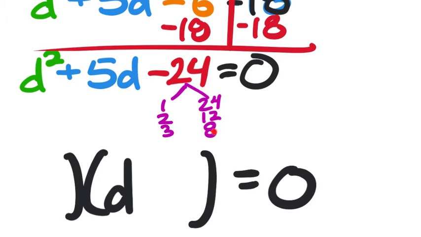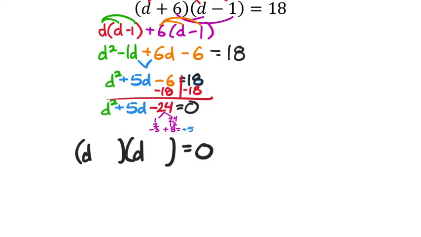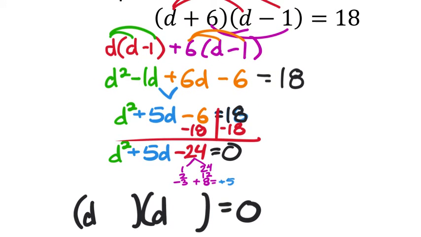Now, I know 3 plus 8 is going to be 11, but this is a negative 24, so one of them has to be negative. Since it's a positive 5, I need the bigger number to be positive, so I'm going to make that negative 3 and positive 8, okay? Which would add up to positive 5, just like we want. And so I'm going to put those values into the parentheses there. So the two values we got, negative 3 and positive 8. All right, hey, that should do it.